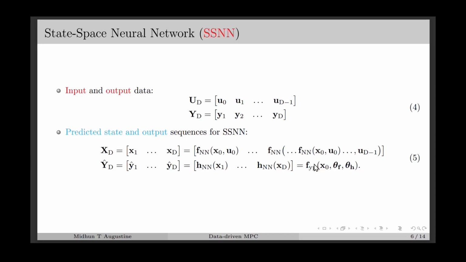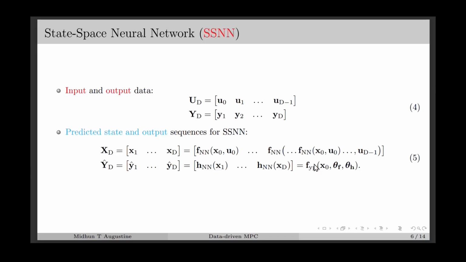Then using the initial state and this control sequence, we can predict the state and output. This x_1 can be represented as f_nn of x_0, u_0, and then by recursively applying this neural network model, we can find all the predicted states till x_D. Then using the predicted states, we can compute the predicted output as y_1 hat will be h_nn of x_1 and y_D hat will be h_nn of x_D.